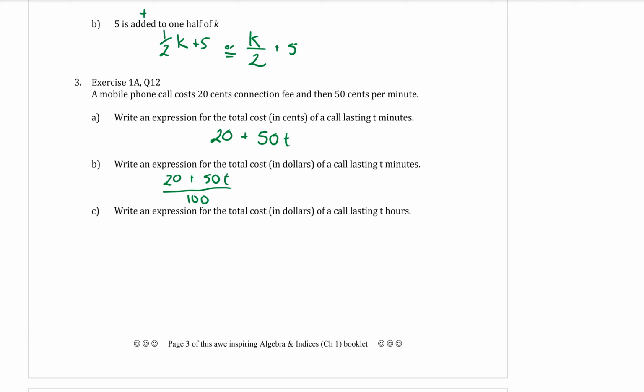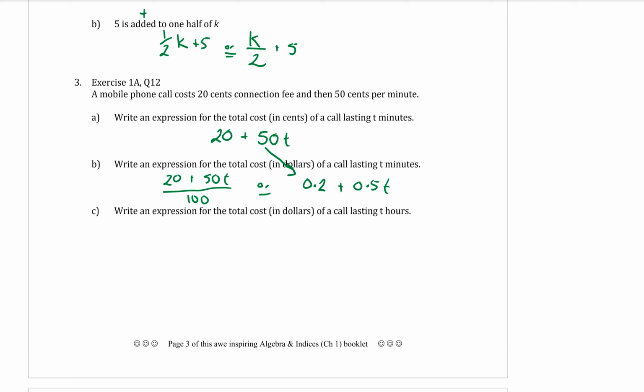Option number 2. I could have changed my 20 cents and my 50 cents into dollars before I'd written my expression. So 20 cents, how do you write 20 cents in dollars? 0.2. $0.2 is 20 cents. Plus, I'm basically just rewriting this expression here, but I'm just changing it into dollars. What about the 50 cents? So plus 0.5t. Okay, and part C.